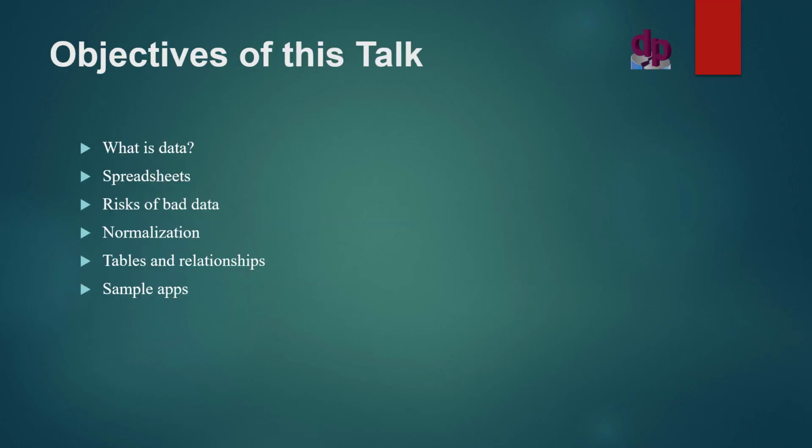So I'm going to talk about what is data. Then we're going to go into spreadsheets. You probably all have seen a spreadsheet of some kind or another. The risks of bad data. Some of these later bullet points, normalization, I understand that's a kind of a foreign word right now, but we'll get to that. Tables, relationships. And the main gist of what I'm going to show you here is the migration, the difference between an Excel spreadsheet, let's say, and an Access database. What's the difference between the two? Excel and Access. What can one do that the other one can't?